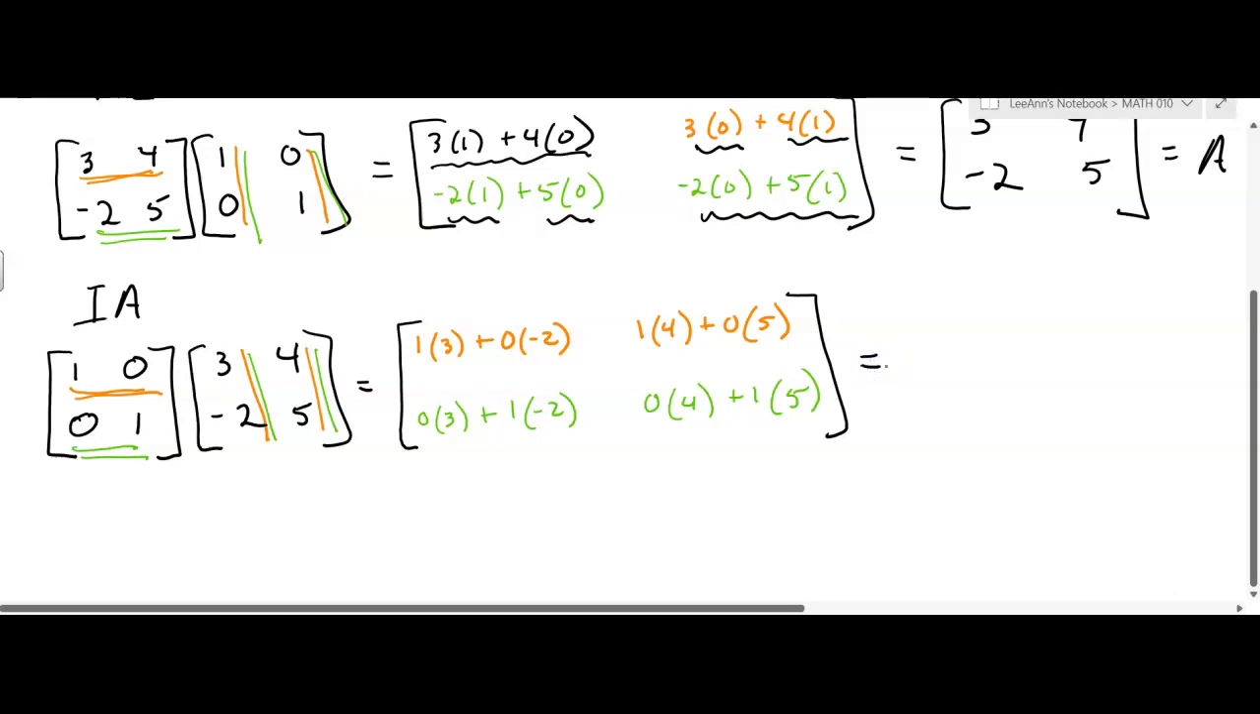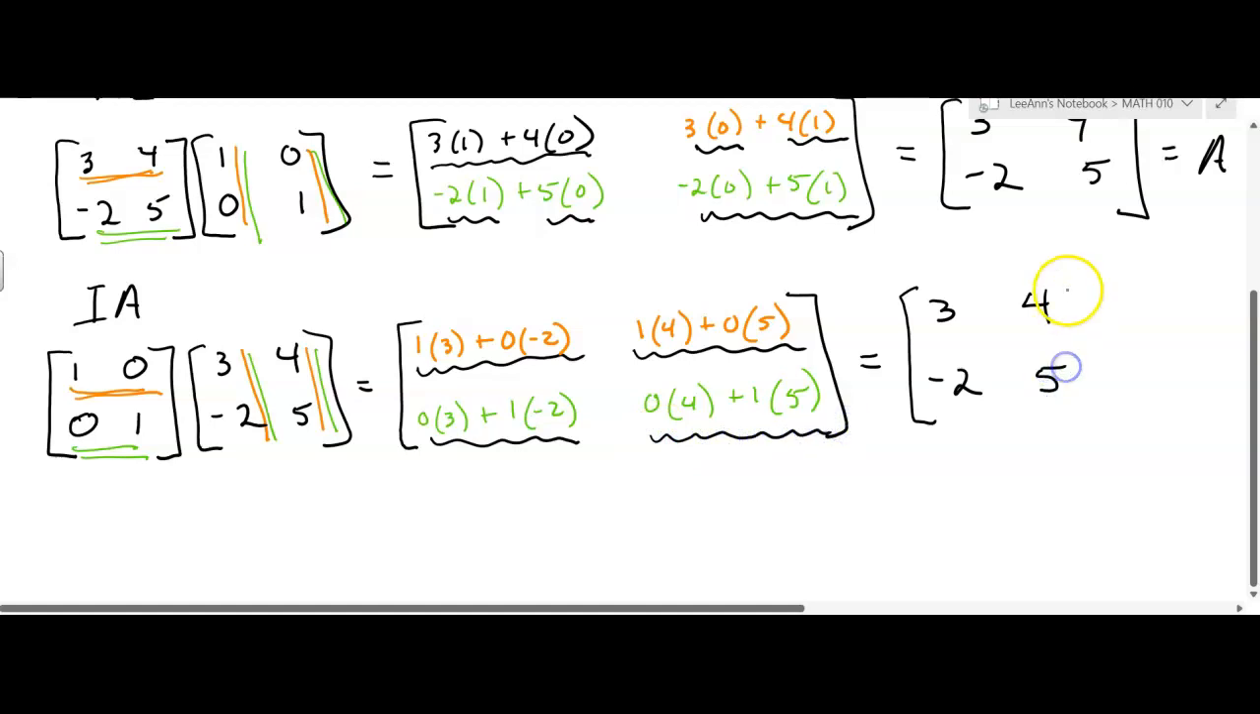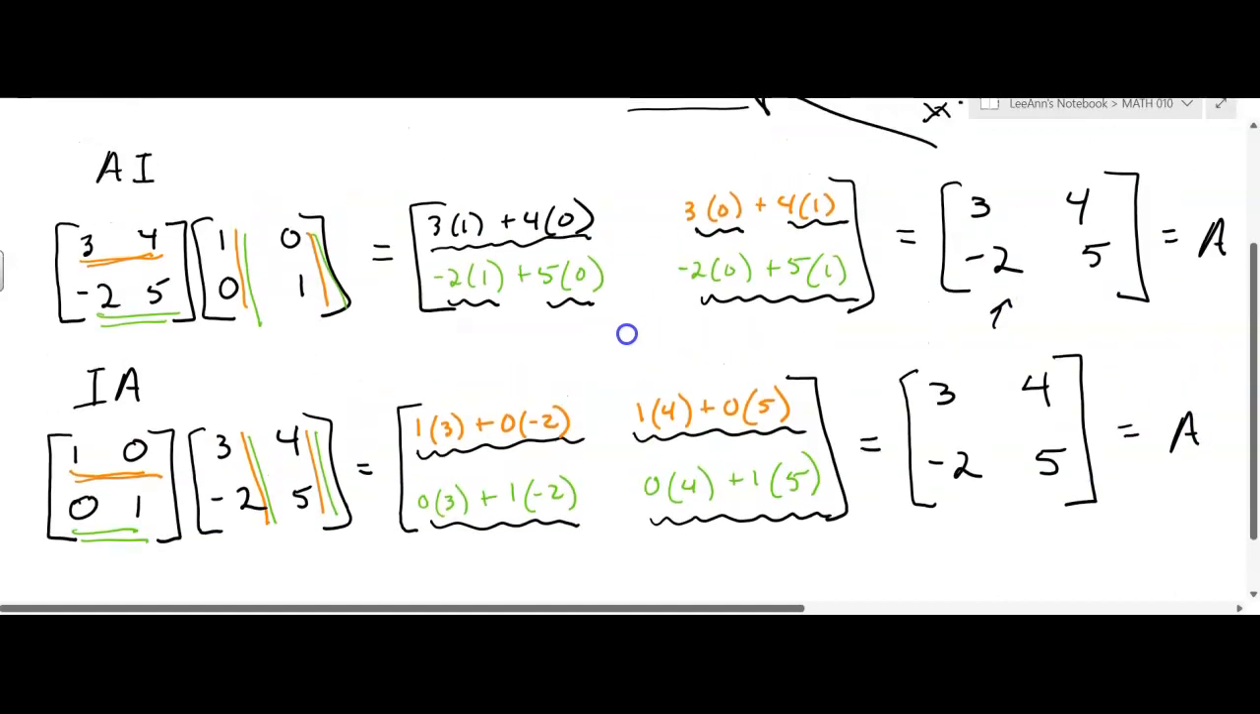Now we have to do the calculations. So 3 plus 0, that is 3. 4 plus 0, that is 4. 0 plus negative 2, it's negative 2. And 0 plus 5, 5. Is that the original matrix A? Yeah, you can see it right there. That is A. Okay, there it is. Yay! So we showed that the identity works for multiplication for this 2 by 2 matrix. So that's what we have.